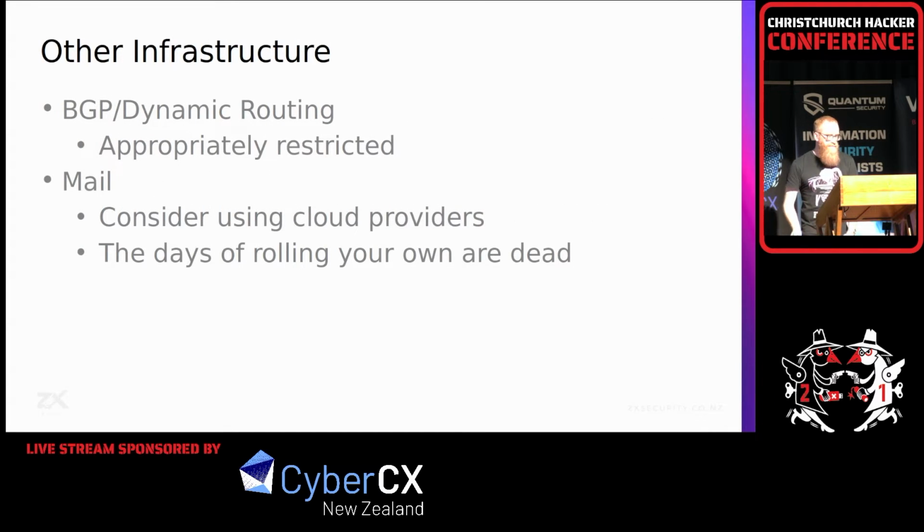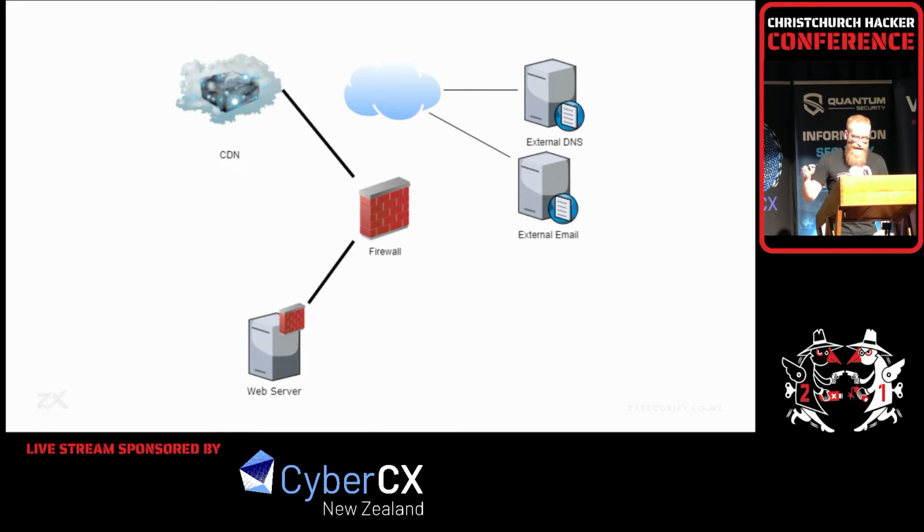Now, other infrastructure, make sure your BGP updates are appropriately restricted. Also, make sure they've got a failback state, which will happen automatically, so maybe you don't end up with such a Facebook example for that. Mail, hey, it's 2021. Just use a cloud provider for email. Email for communications is generally still really important for most businesses, so make sure you just do it in the cloud. Rolling your own is pretty much over. So move that out of the organization.